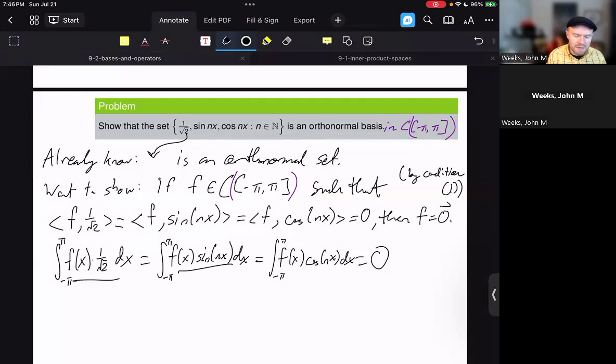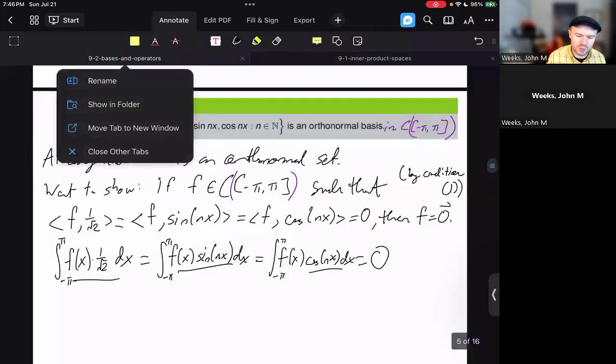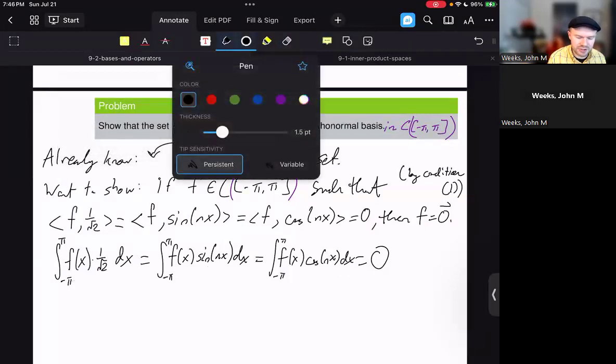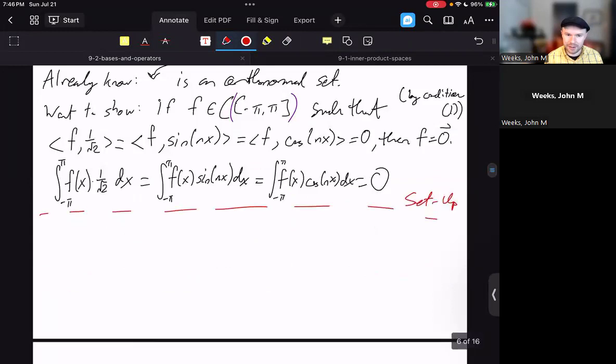And then multiplying f of x times sine of nx and cosine of nx doesn't seem to really be helpful or useful to us in this sort of equation, at least not as written. We need some other sort of tool to help us get here. So let's do a little bit of setup just to get us started. We kind of talked a little bit about our goal. Let's talk about how we're going to get there.